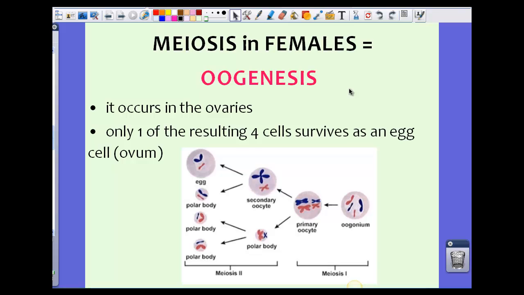In females, it's called oogenesis. This occurs in the ovaries, and unfortunately for our females, we only have 1 of 4 cells that survive to become an egg or an ovum. So in this case, we have meiosis 1 happening here. We have meiosis 2 happening here. And in the end, for just females, we only get 1 egg, and we get 3 polar bodies. Basically, these are not egg cells. Your body will just reabsorb them.